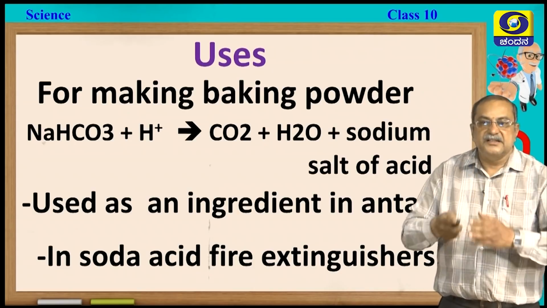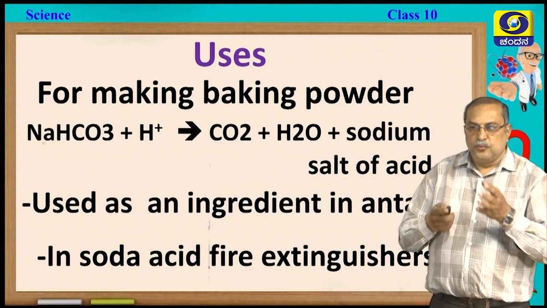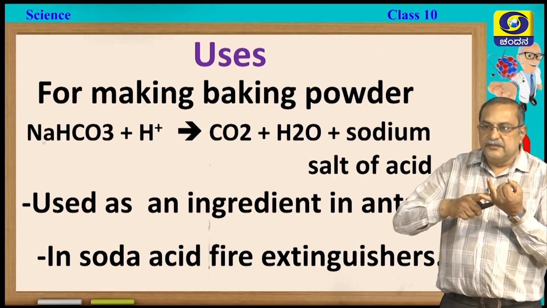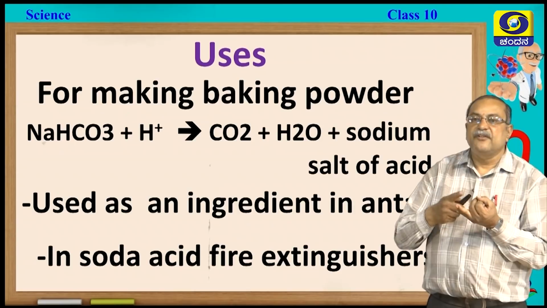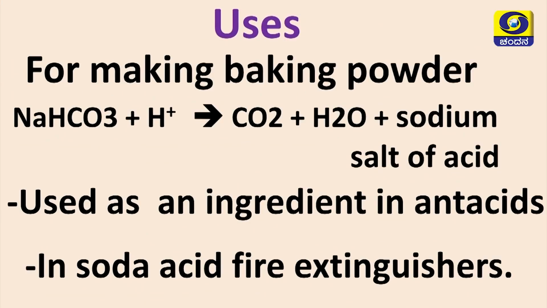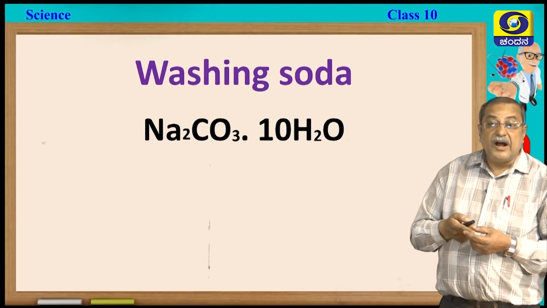When you direct this to the fire, the carbon dioxide will be poured and the fire is going to be put off. That means two methods: one, it will cut the oxygen supply, another, it removes the temperature. By that the fire will be extinguished. That is why they use soda acid in the fire extinguisher. Now, we come to learn about washing soda.